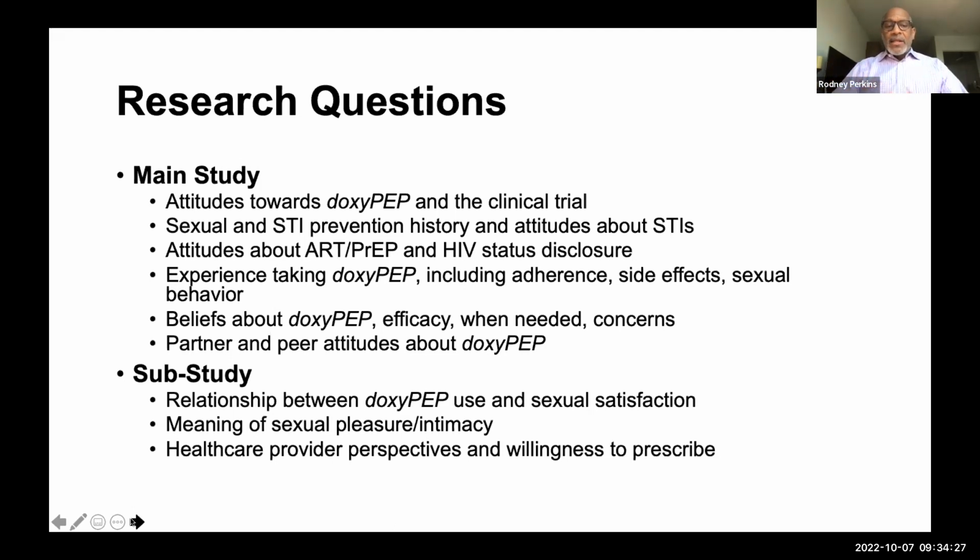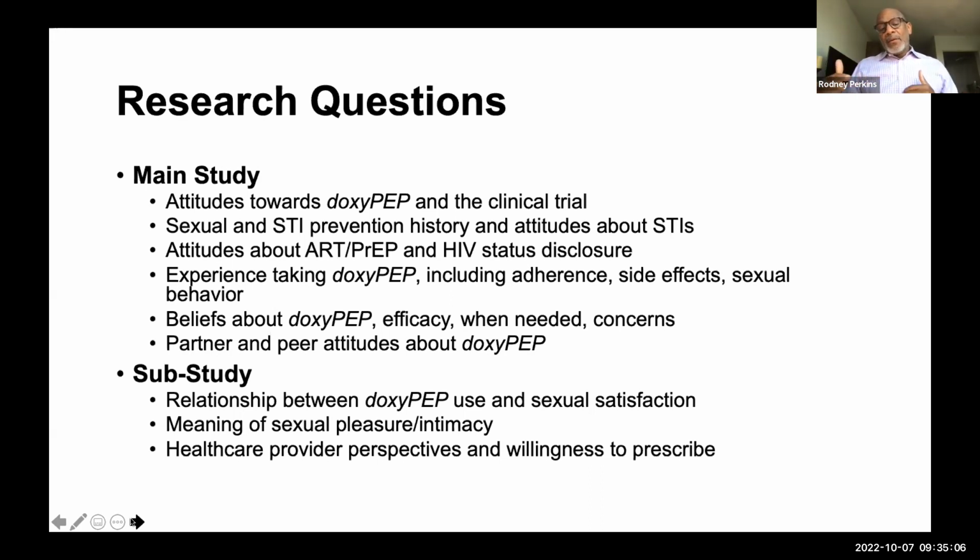And so within the main study, these are some of the research questions that we're looking at, which is really the attitudes around DoxyPEP and the clinical trial, really looking at their sexual and STI prevention history and attitudes around STIs, attitudes around ARTs and PrEP, and really looking at HIV disclosure. Some of the experiences taking DoxyPEP, including adherence, side effects, sexual behavior, beliefs about DoxyPEP efficacy and when it's needed, any concerns that they may have, as well as partner and peer attitudes about DoxyPEP.